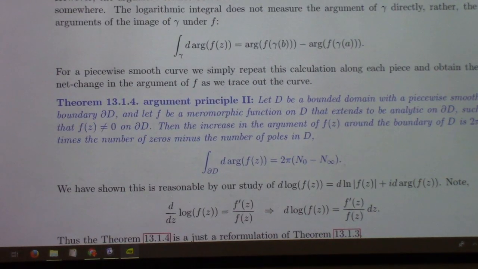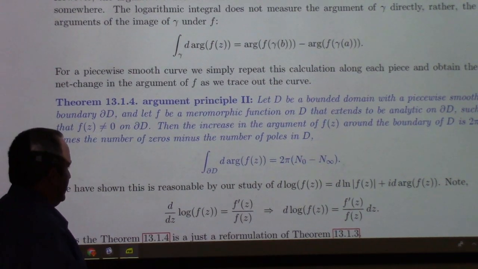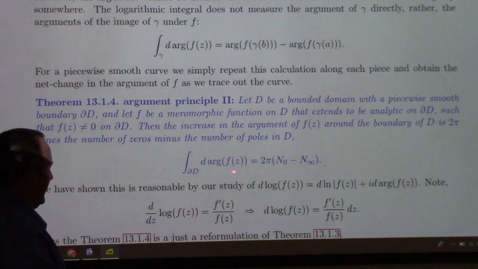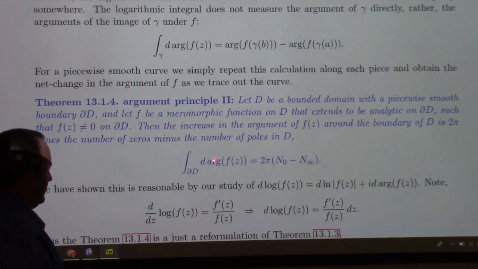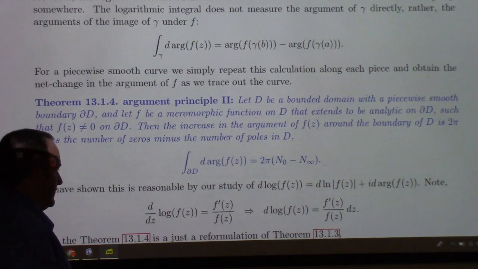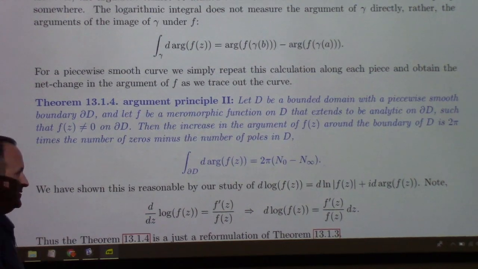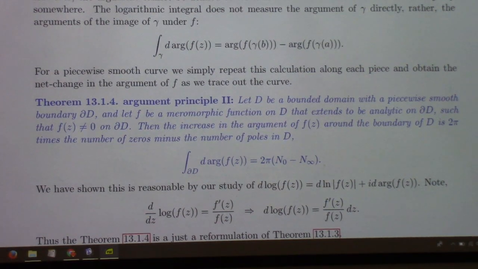This is how we actually tend to use it, which says that the net change in the angle of f of z over the boundary of D is equal to 2 pi times the number of zeros minus the number of poles inside the curve that bounds D. All right? So this argument principle number 2 is the one we really use. And we're going to use that to prove Rouche's theorem in just a second.